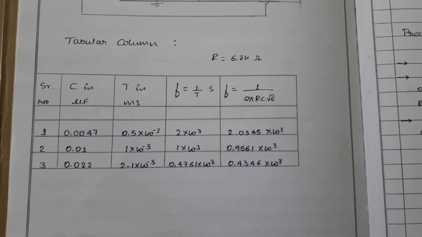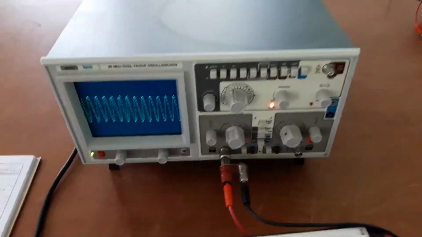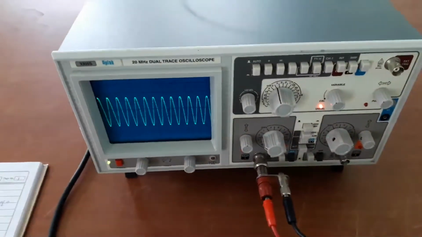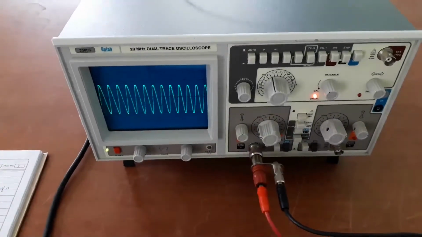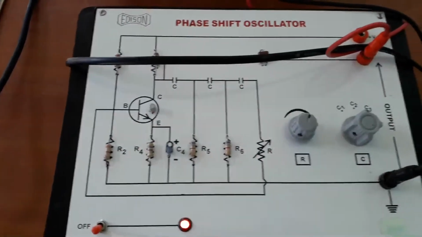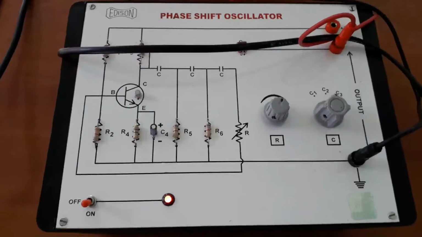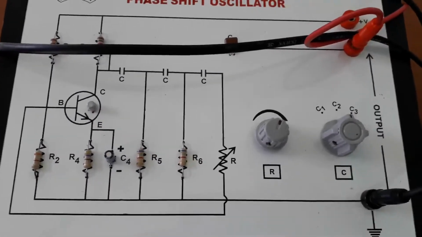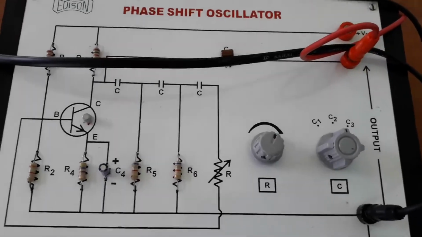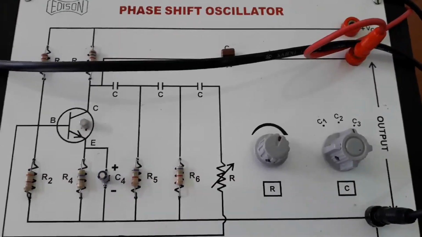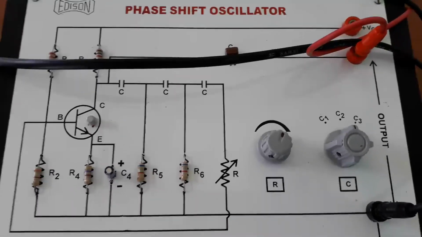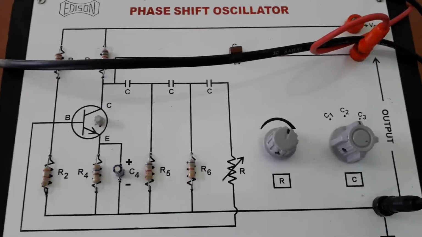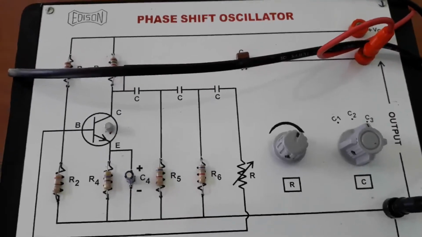Now I will show the video of this experiment. The apparatus which has been required for this experiment is CRO, cathode ray oscilloscope, and another one, phase shift oscillator board. First of all, I am going to do the experiment for C1. There are 3 trials we have to do: C1, C2 and C3. We can do it for any one of these 3. First of all, let us do it for C1.